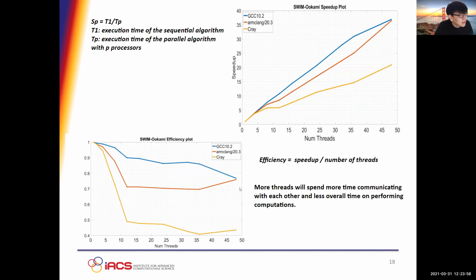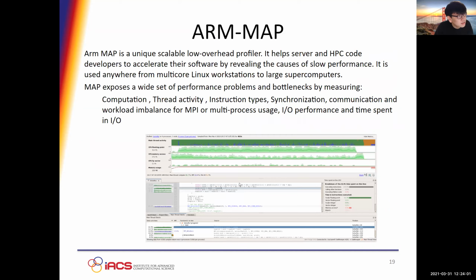Right. Okay. So to further analyze the cost of SWIM and what exactly is going on with the SWIM benchmark, we used a special tool called ARM MAP, which comes along with the ARM Forge collection. It is essentially a unique profiler that helps developers see the causes of slow performance by measuring the computation time, thread activity, synchronization, etc. In SWIM, we chose two thread-count cases to show the differences and why the efficiency study looks like that. Okay, next slide.